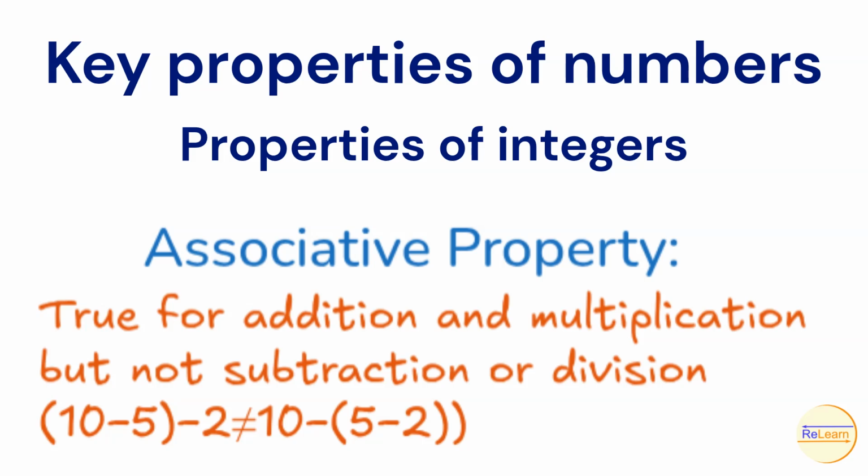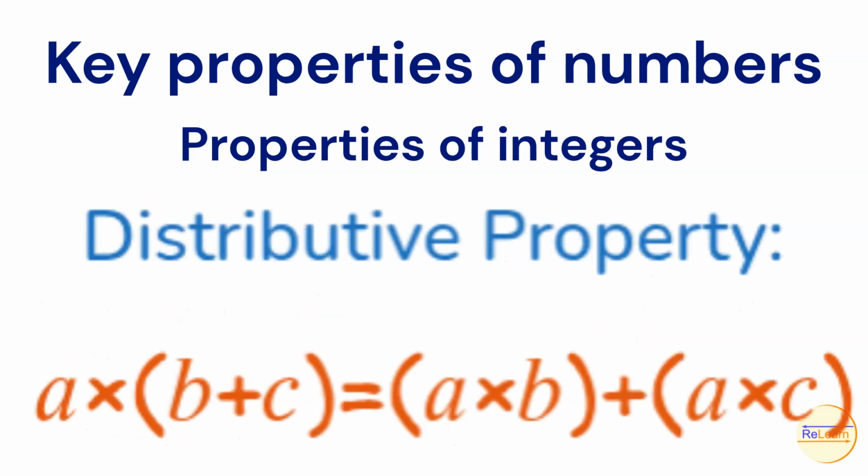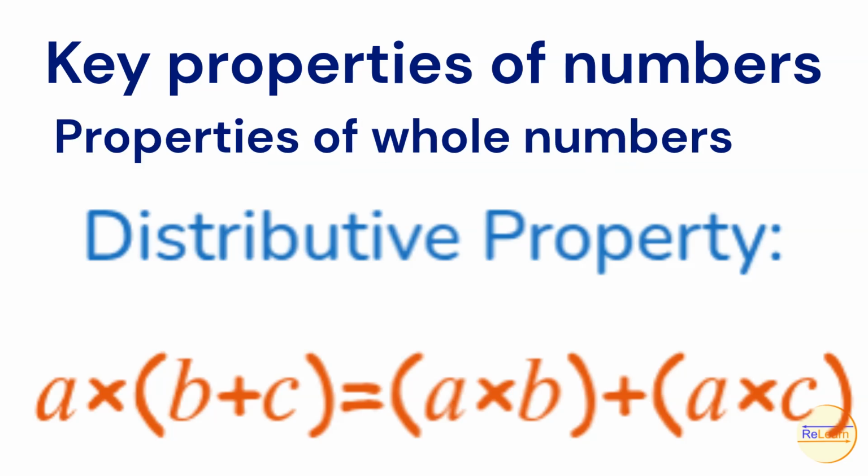Associative property. True for addition and multiplication but not subtraction or division. 10 minus 5 minus 2 is not equal to 10 minus 5 minus 2. Distributive property. A times B plus C is equal to A times B plus A times C.